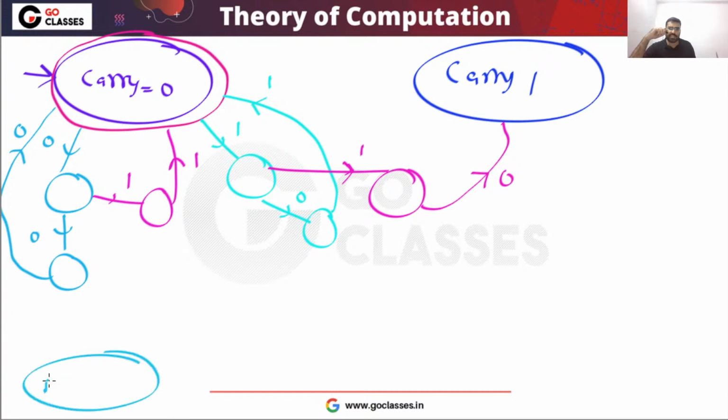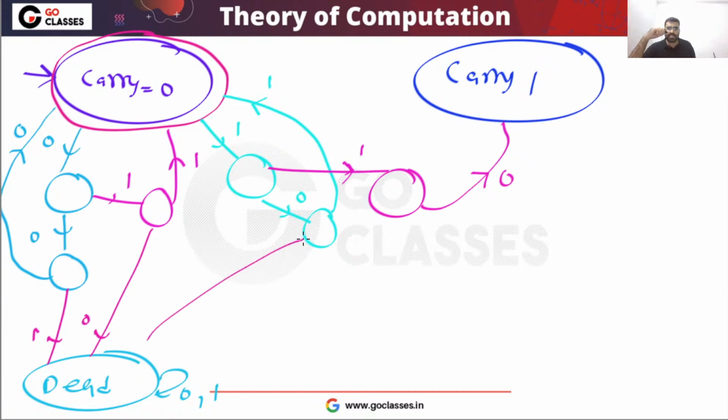So there will be a dead state. You can create a dead state. For example, in this state if 1 comes, dead state. In this state if 0 comes, dead state. You can notice the remaining things will go to the dead state. In this state if 0 comes, dead state. In this state if 1 comes, dead state. This is your carry 0.